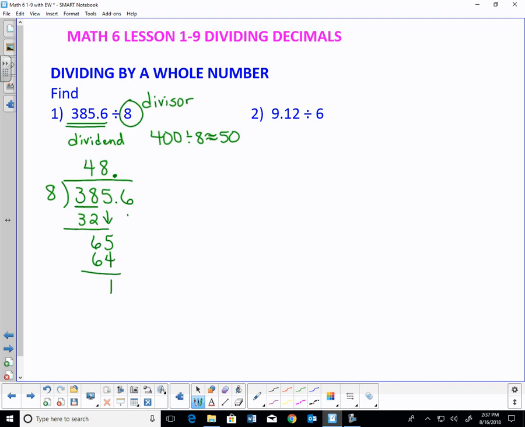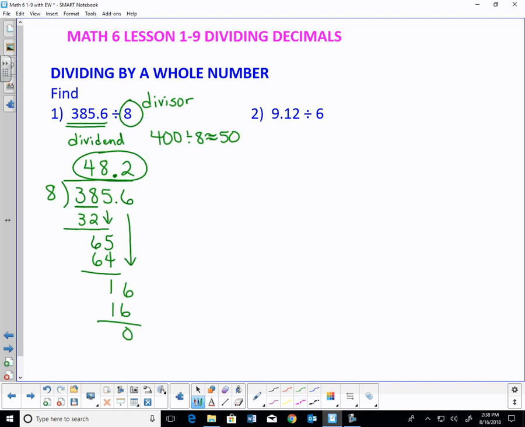And I'm going to bring down my 6. How many times does 8 go into 16? Twice. 8 times 2 is 16. 16 minus 16 is 0. So 385.6 divided by 8 is 48.2, which is remarkably close to 50. It's less than 2 units away from 50, which means my estimate was pretty close. My answer is pretty close to my estimate, which means I'm probably right.